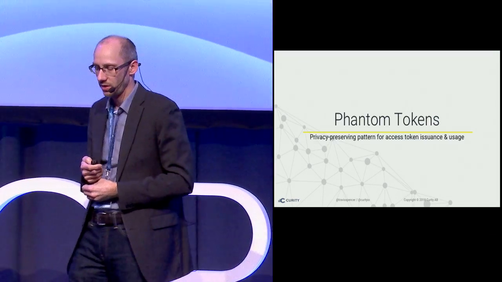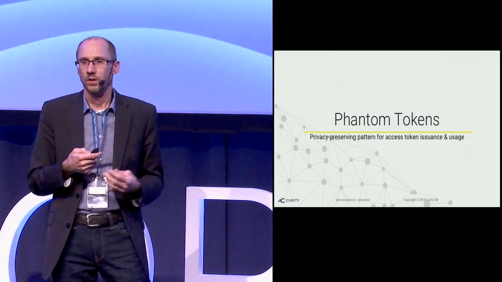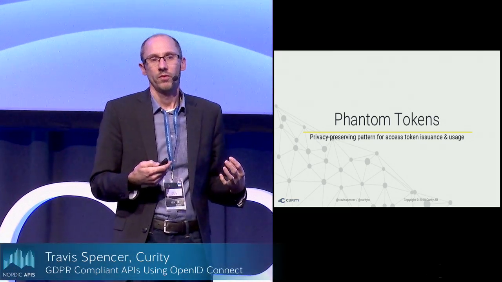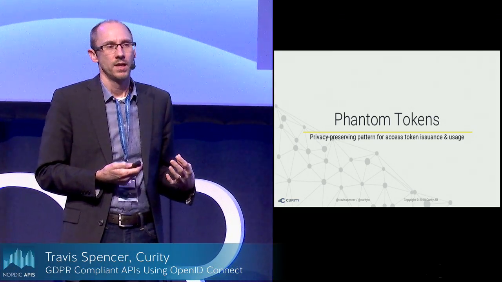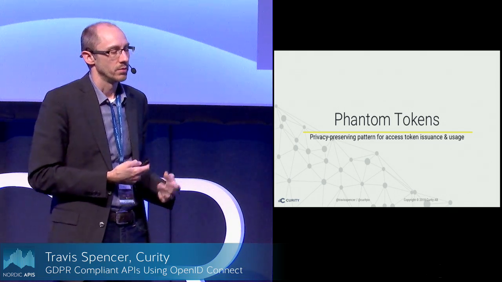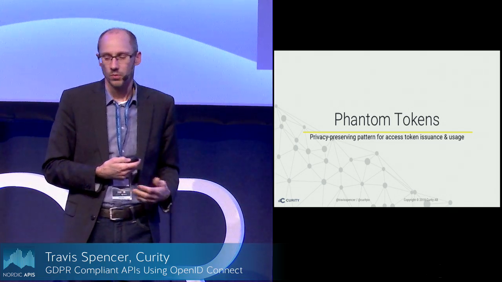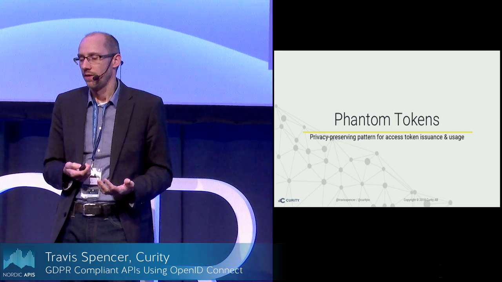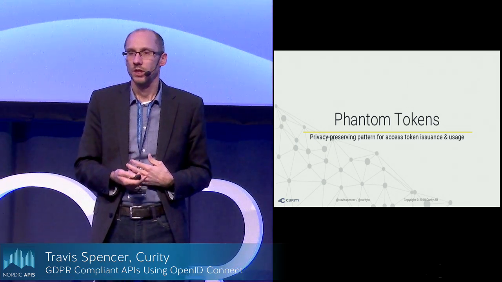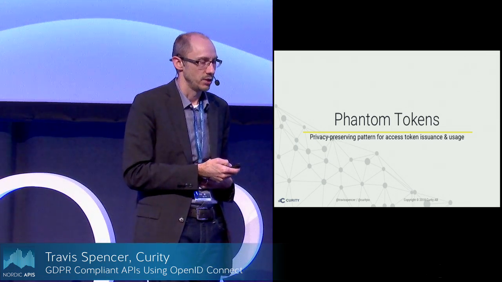The last thing I want to talk to you about in the few minutes I have, that you can use to help fulfill GDPR and create more private APIs and identity systems, is something called phantom tokens. These are a privacy-preserving pattern that you can use in access token issuance and validation.